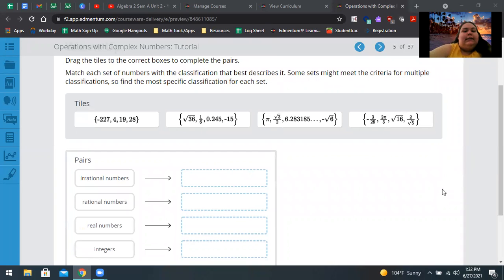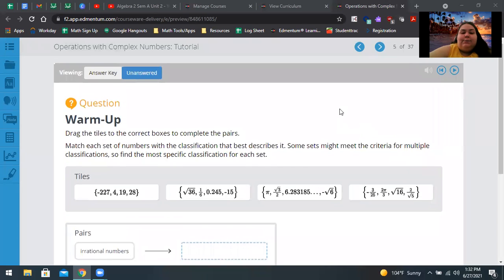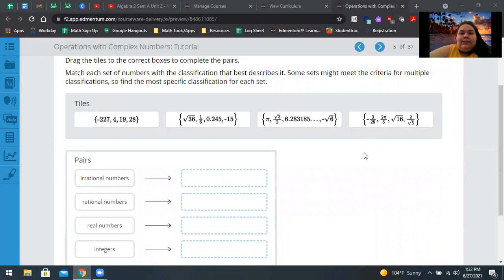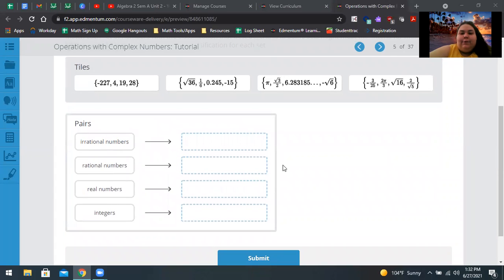So let's take a look at this one first. It says match each set of numbers with the classification that best describes it. Some sets might meet the criteria for multiple classifications, so find the most specific classification for each set. So what is considered an irrational number? An irrational number has a decimal portion, and the decimal part is all over the place.